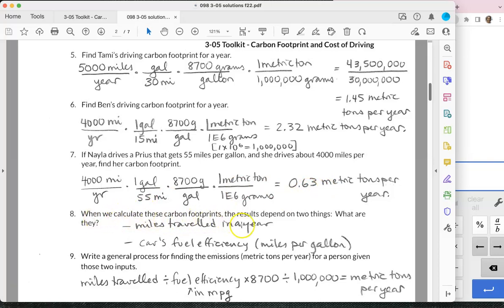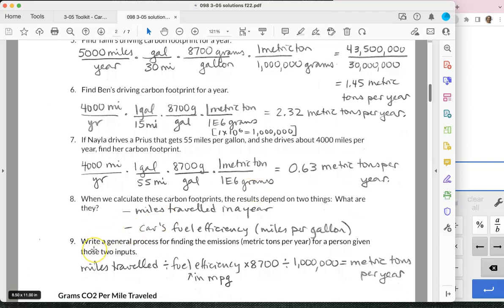These carbon footprints depend on 2 things, miles traveled and car's fuel efficiency. The last 2 facts are this universal fact about burning gas and the conversion between tons and grams. So to simplify what we just did, we always take miles traveled, we divide by fuel efficiency, multiply by 8,700, and then divide by 1,000,000. So that's a nice, easy summary of the process we've been doing.